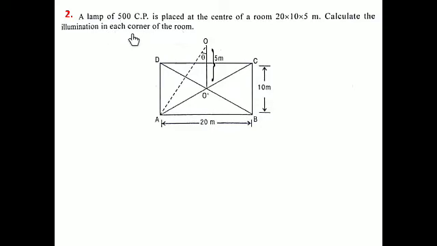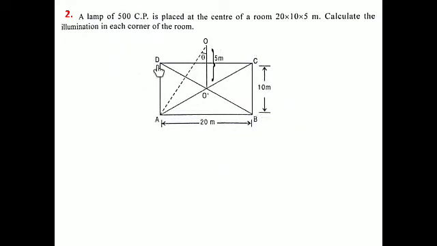So people, only two pieces of data are given. A room design is there. You need to calculate the illumination at the corners of the room. Your room size is given as 20 into 10 into 5 meter, so length into breadth into height. Consider this. Then a lamp is placed in the room that will produce 500 candle power of luminous intensity. So you have to draw a neat diagram here.